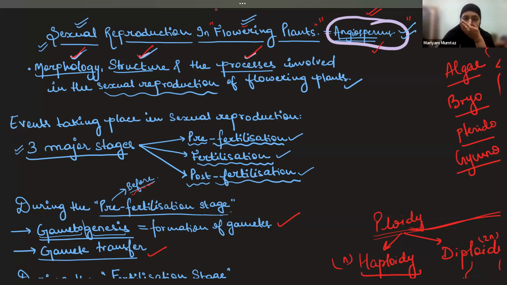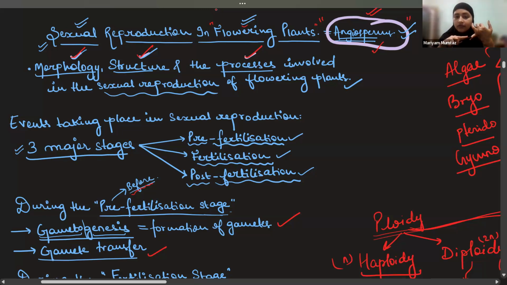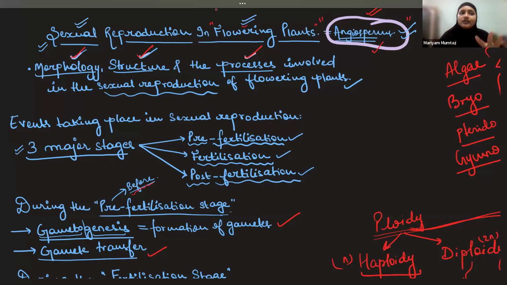In this chapter we're going to study how sexual reproduction takes place, what structures are involved, what processes are involved, and what steps go one by one. No matter whether it is for angiosperms or humans, the whole life cycle of sexual reproduction can be divided into three phases. The first is the pre-fertilization phase, the second is the fertilization phase, and the third is the post-fertilization phase.